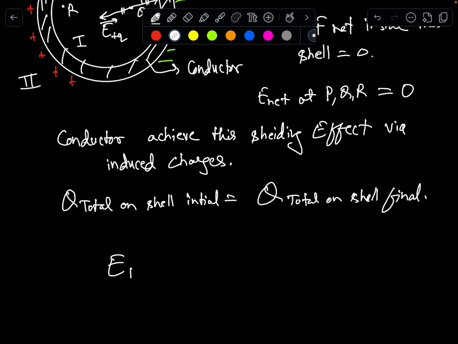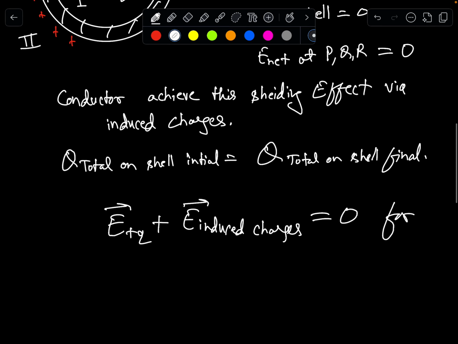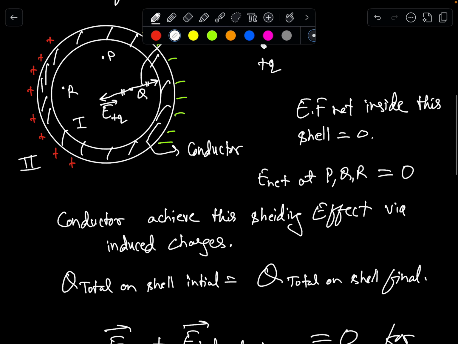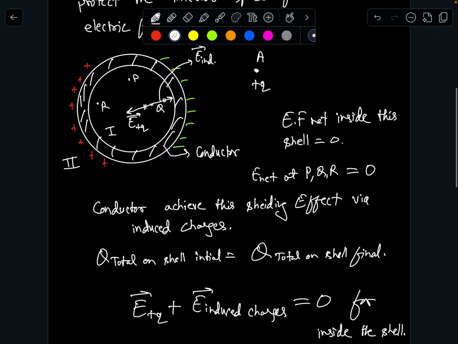E due to plus Q and E due to induced charges will give a vector sum equal to 0. For which region? For inside the shell. Everywhere in the inside region you will have net electric field 0, because the electric field due to plus Q is getting neutralized by the electric field produced by these induced charges.